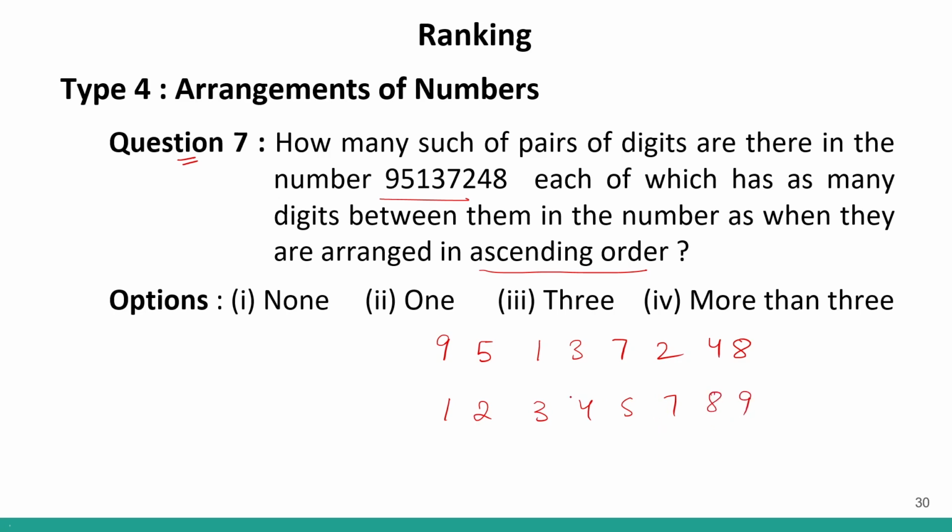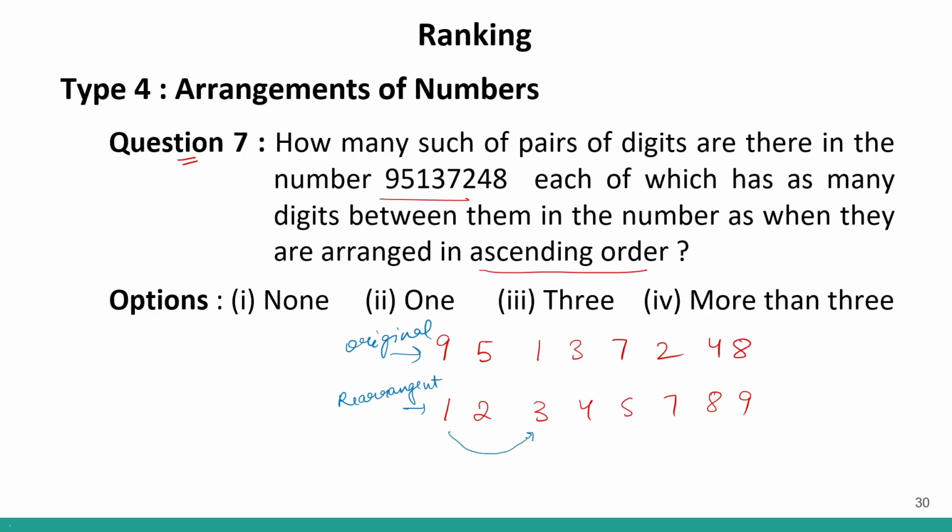Now I have to see how many of them have the same number of digits between them. So basically I will start from 1. 1 and 2 has no digit between them. This was the original arrangement, correct? And this is after rearrangement. So between 1 and 2 we have no digit, but over here between 1 and 2 we had 2 digits. So moving on.